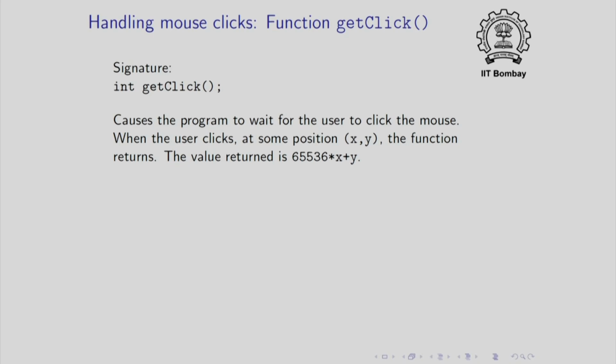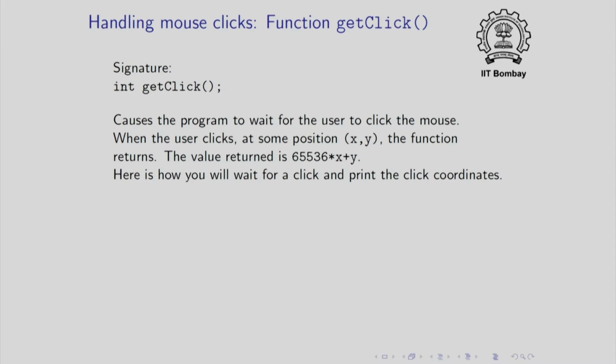Of course, x and y are very small numbers, so computing a number of this kind is not going to confuse the issues. From this number, you will be easily able to get back x and y, as we will see in a minute. Here is how you will wait for a click and print the click coordinates.